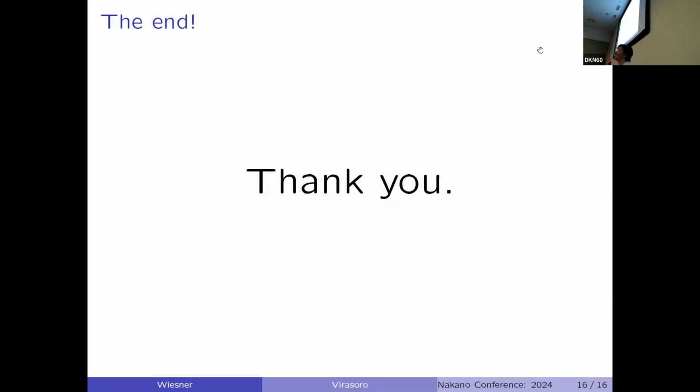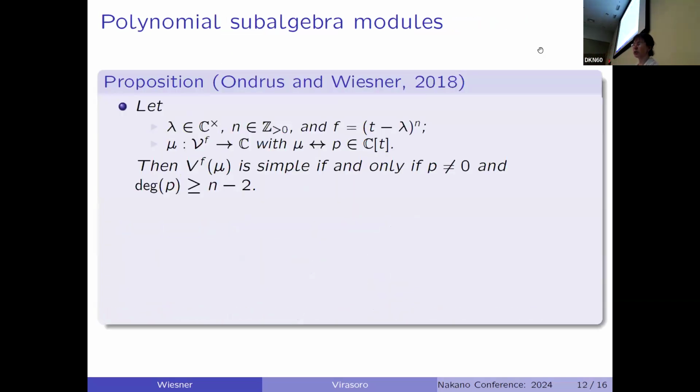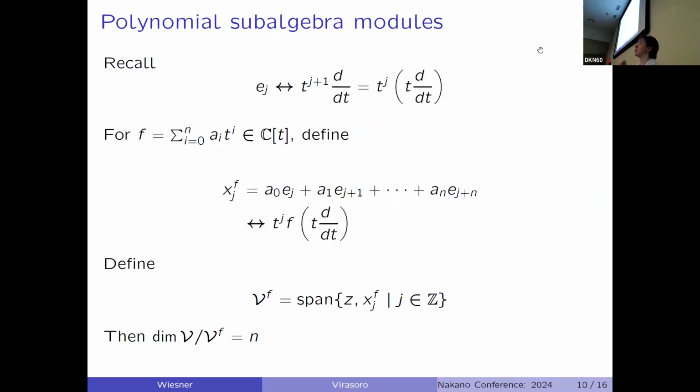Questions or comments? How do you define X_j f when j is negative? We just switch things. Oh, so it's always going to be a translation to the elements of these polynomial subalgebras. So we can think of it as, if we're associating these elements to some Laurent polynomial, we can still multiply by t^j when j is negative.